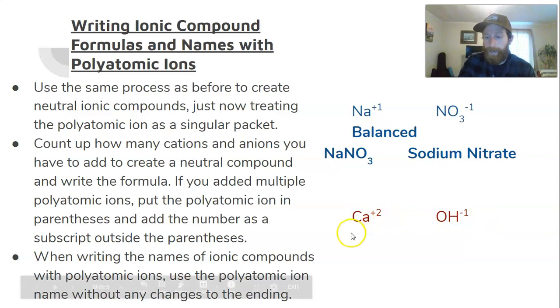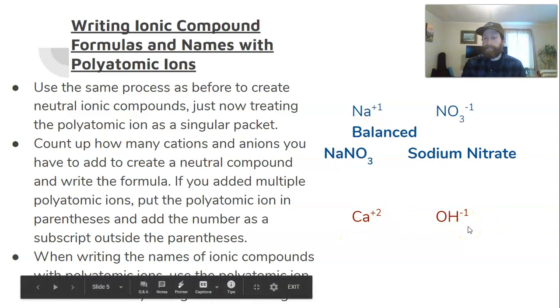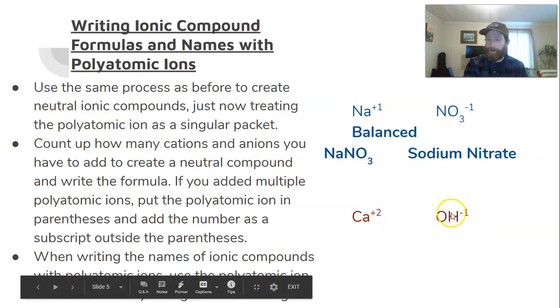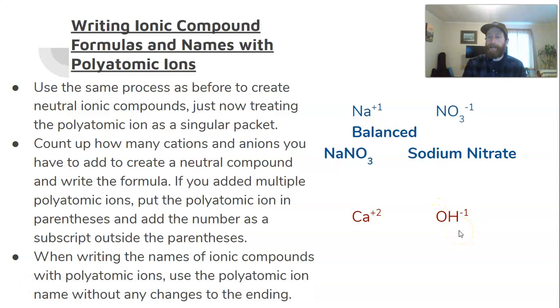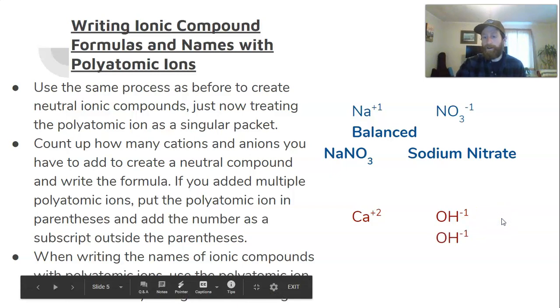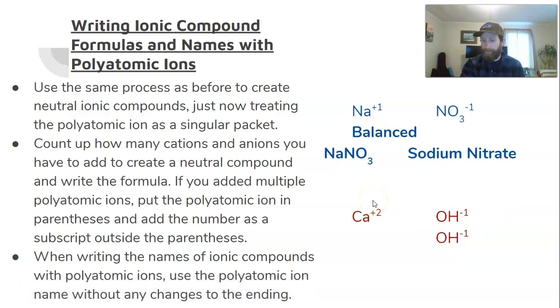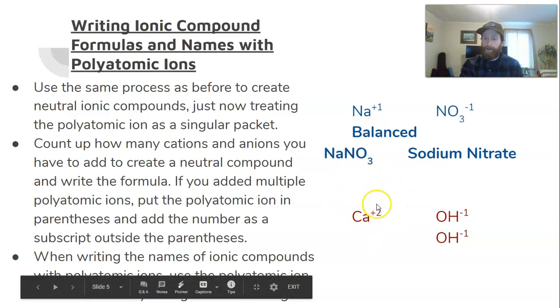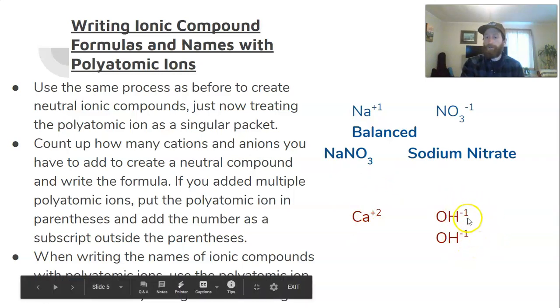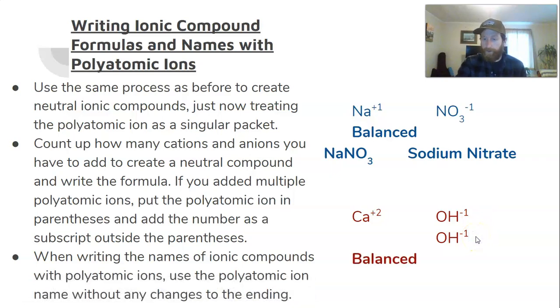And I ask myself, is this balanced as it stands right now? And it's not. I have more positive than I do negative, so I have to add another polyatomic ion to add to the number of negative charges I have. So I'm going to add on another hydroxide, and now I ask myself, is it balanced? And in this case, yes, it is. The +2 of 1 calcium ion cancels out the total -2 of 2 hydroxide ions. So when I add up the total negative charge, it is -2. So now I've reached the point where it's balanced.